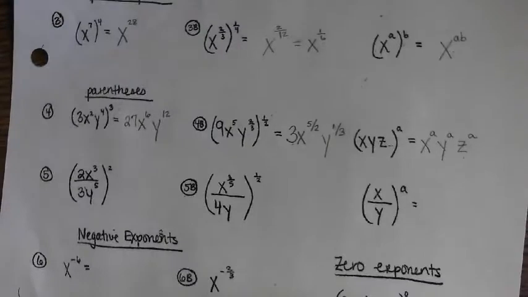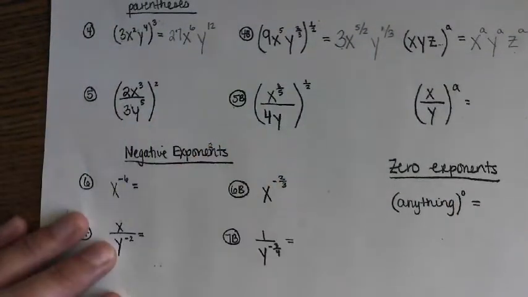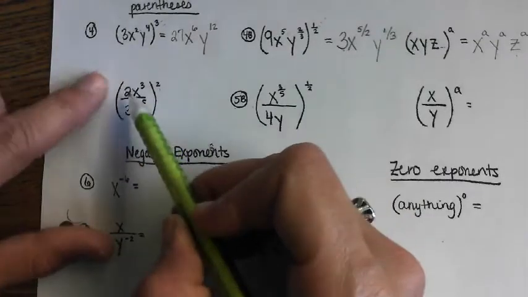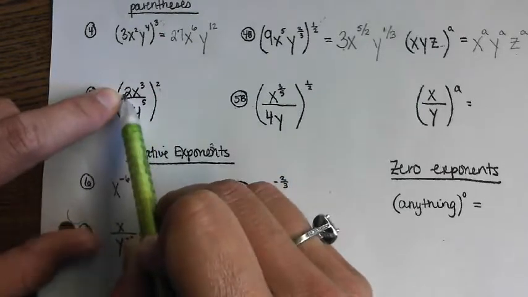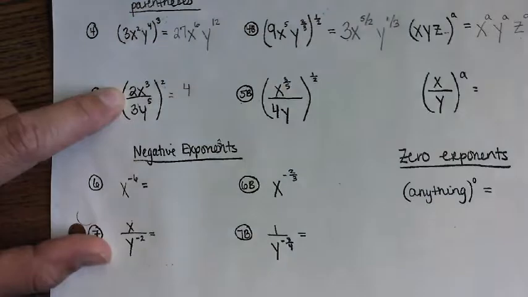Okay, this whole idea of parentheses, even when there's a fraction inside, we're still sort of distributing that exponent to every single term inside, including those constants. That's what people forget about the most. So make sure you do 2 squared, which is 4.